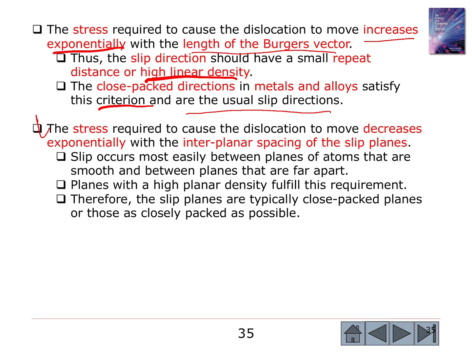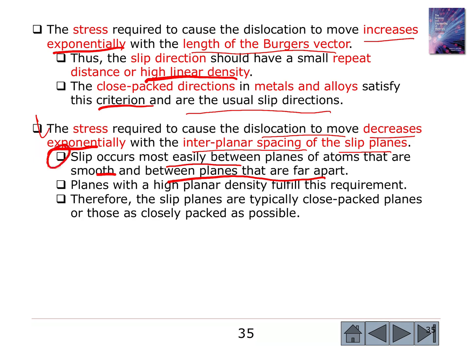Okay, the stress required to cause the dislocation to move decreases exponentially with the interplanar spacing of the slip planes, right? So if the interplanar spacing between slip planes increases, the stress required to move the dislocation decreases. Slip occurs most easily between planes of atoms that are smooth and between planes that are far apart.